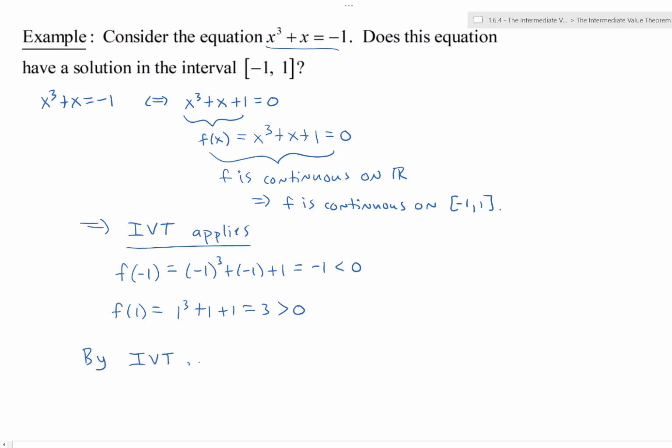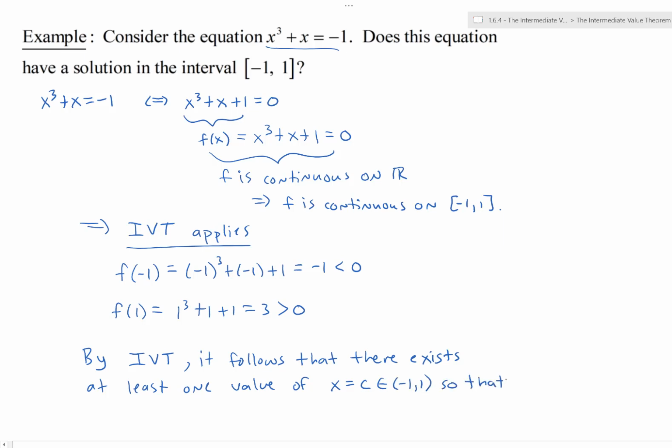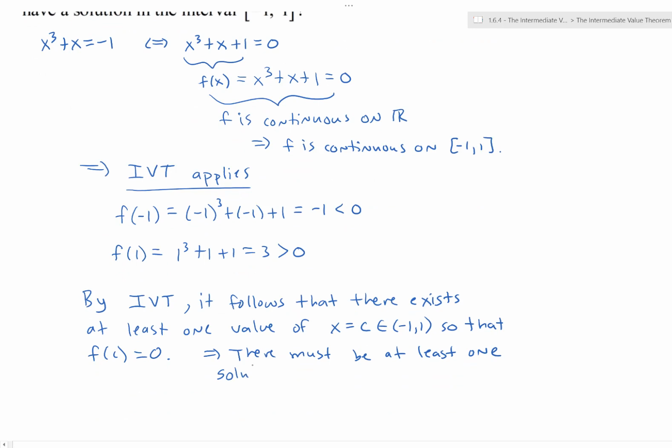By the intermediate value theorem, it follows that there exists at least one value of x. Let's call it x is c, and it must be between -1 and 1 here, so that f of c is equal to 0. And thus, there must be at least one solution to the equation in the interval -1 to 1. Now I'm just writing it as open because we already know the endpoints aren't 0, right?